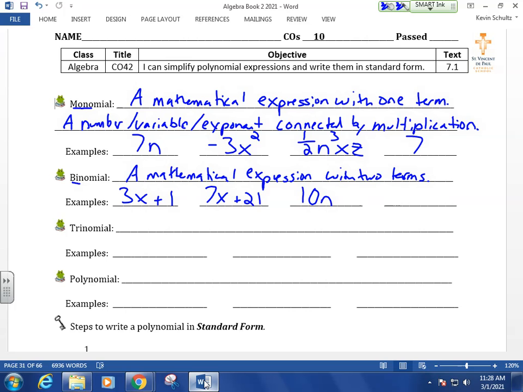We have to have something else here. If I added 10n plus 2y, now that they're different variables, they're not like terms, they can't be combined, so that would be a binomial. Even something like 2x cubed plus 6x squared: same variable, but different power. They would not be like terms, they could not be combined, and therefore it would be a binomial expression.